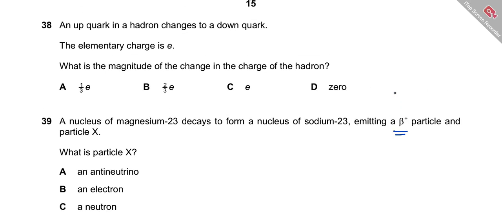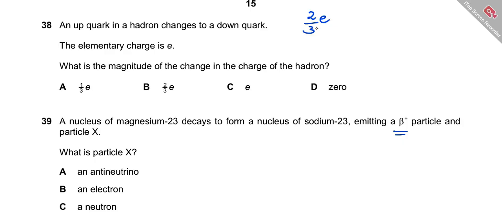Then it says an up quark in a hadron changes to a down quark. The elementary charge is E. What is the magnitude of the change in the charge of the hadron? Now, they are saying that we had an up quark. For that, we should have the charges of quarks at our fingertips. An up quark has a charge of 2/3 E, where E is the elementary charge.